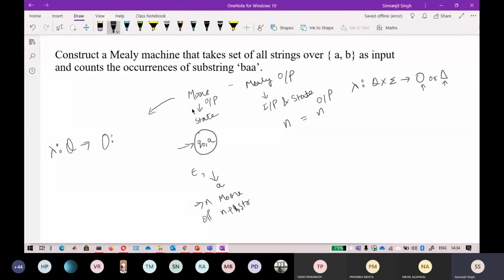Now, if you remember how to build a Moore machine, I think you can easily build a Mealy machine also. So try to build it. I will tell you the solution in about 2 minutes. Just try it yourself, I will tell you the answer, and post your solution in the chat box.